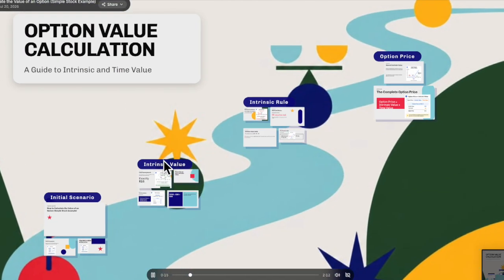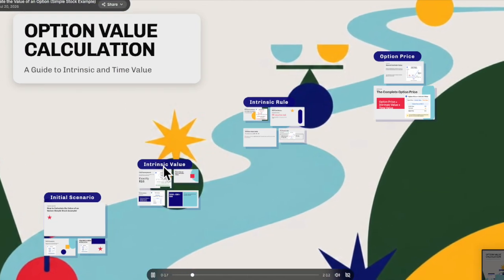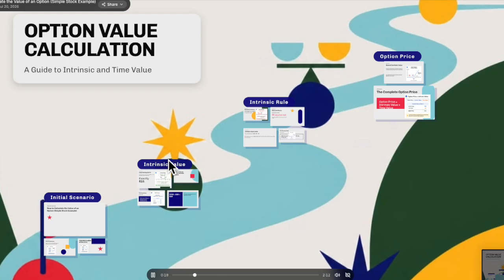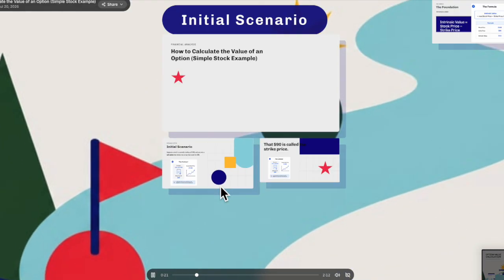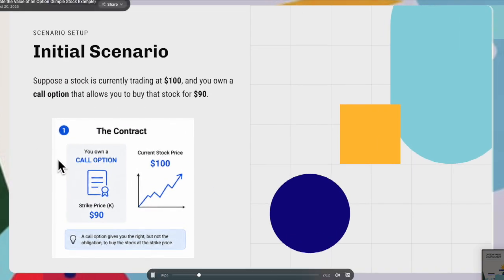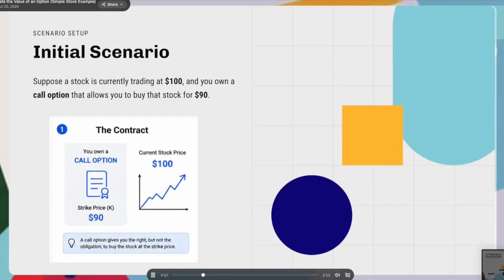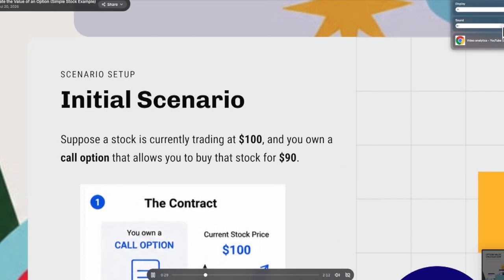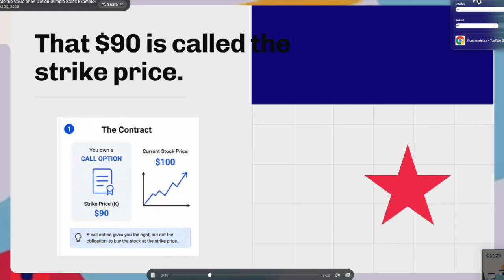First, we establish the initial scenario to define the relationship between market and contract prices. Consider a stock trading at $100 and a call option that allows you to buy it for $90. The $100 market price is our starting point for this comparison. The $90 purchase price defined in the contract is known as the strike price.